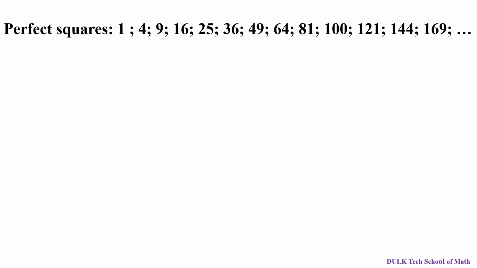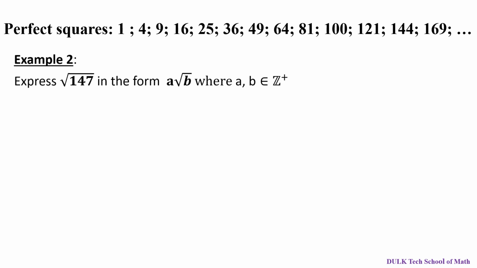Right, this is the continuation. This is still the list of the first few useful perfect squares. Alright, we also want to simplify the square root of 147. We want to express the square root of 147 in the form a root b, where both a and b are positive integers. As you can see, this can be expressed as a product of two numbers, one a perfect square and another number.